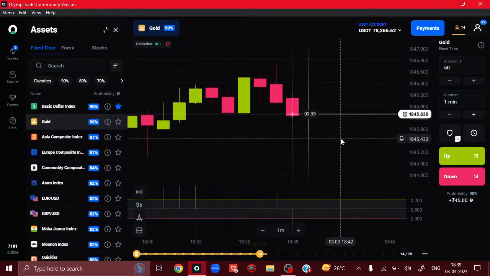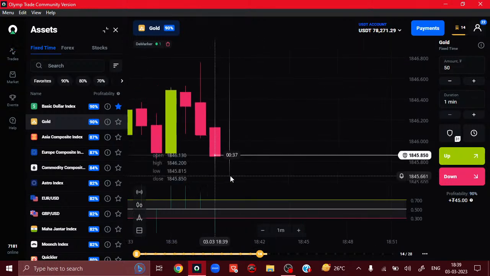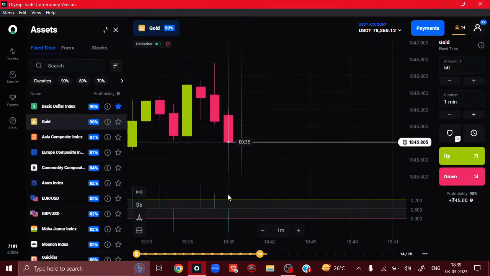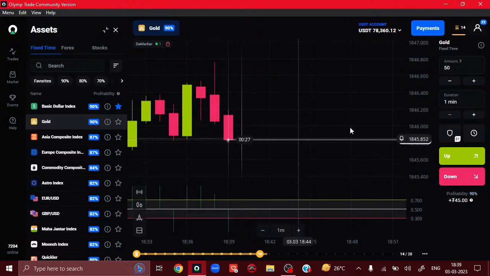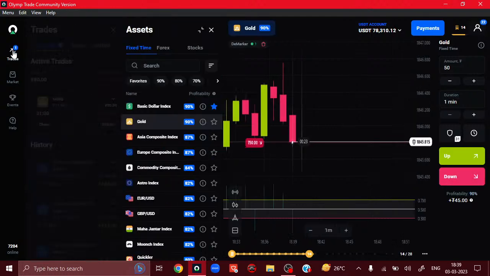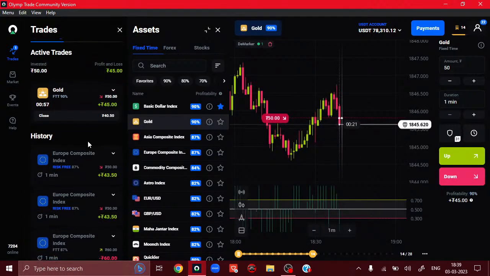Here we can see in gold, the line has appeared, the D marker histogram bar has appeared below the 0.5 line, so it is a signal for a downside trade. Let's see what is the current situation.